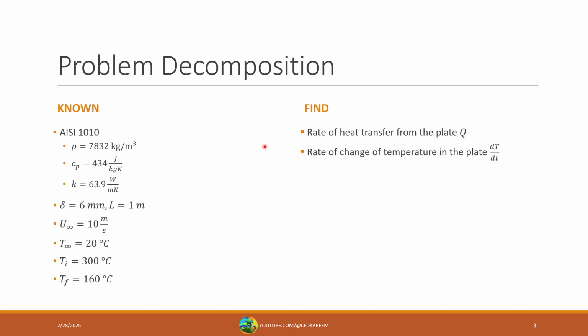So the two things we're asked to find: the first one is the heat transfer rate from the plate, or Q, and we also need to find the rate of change of the temperature, which is going to be dT over dt.